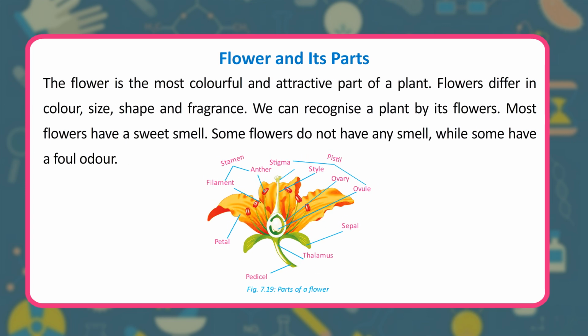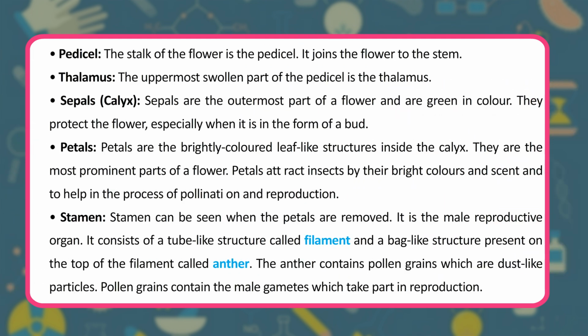Flower and its parts. The flower is the most colorful and attractive part of a plant. Flowers differ in color, size, shape, and fragrance. We can recognize a plant by its flowers. Most flowers have a sweet smell. Some flowers do not have any smell, while some have a foul odor.